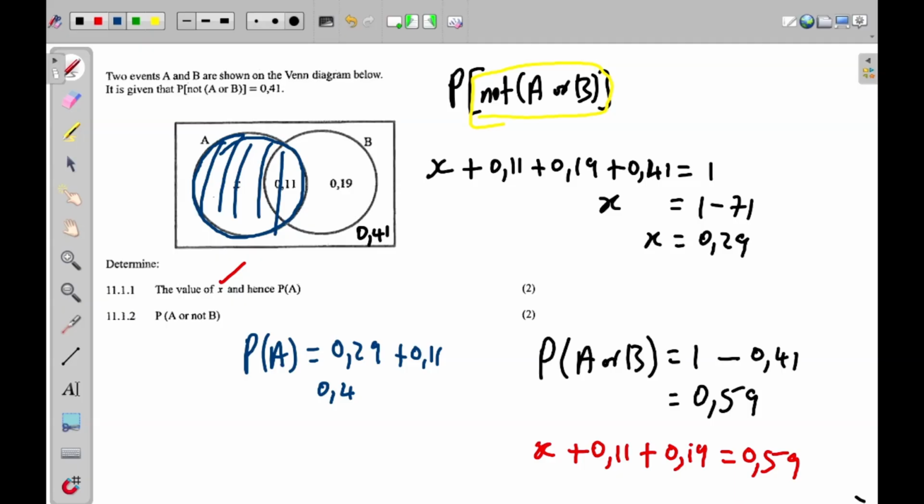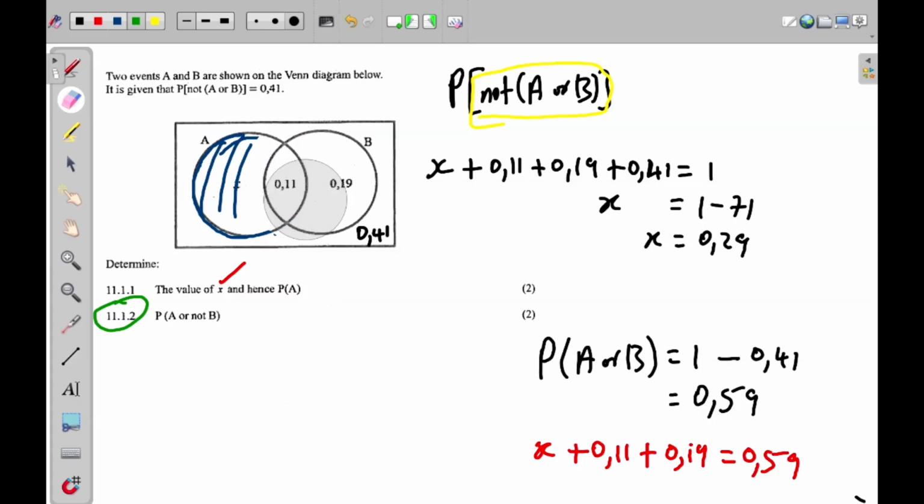Now, yesterday, we talked about shading, the importance of knowing how to shade Venn diagrams. And guess what? This next question here, matrics know very well when it is 11.1.2. Indeed, this is from paper 1, question 11. So I want to remind you on the shading how you would actually shade this. So we want the probability of A or not B. So this means the union, right?